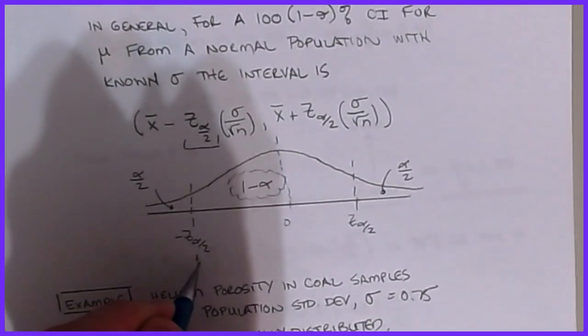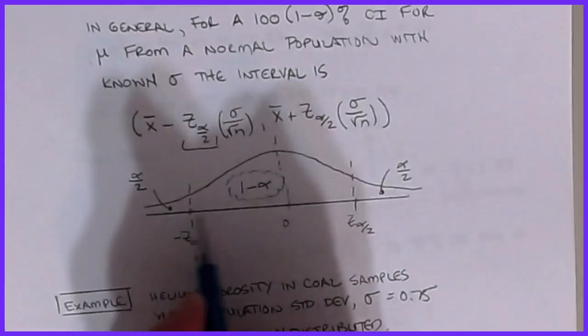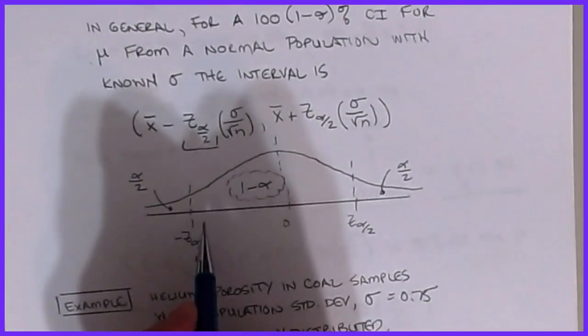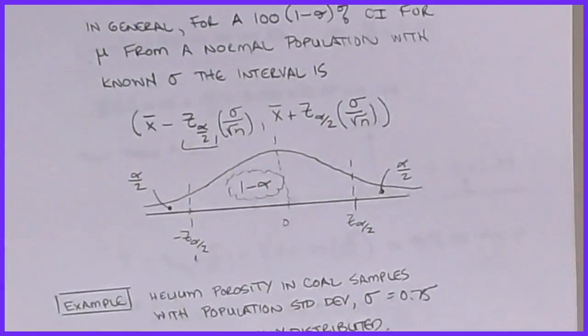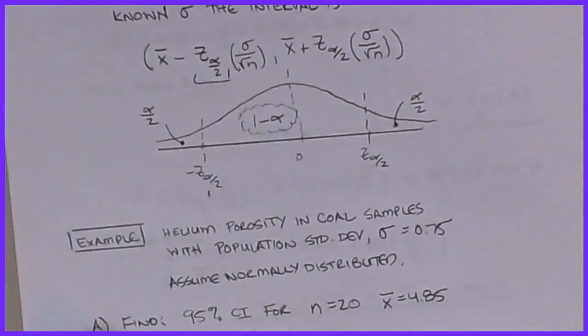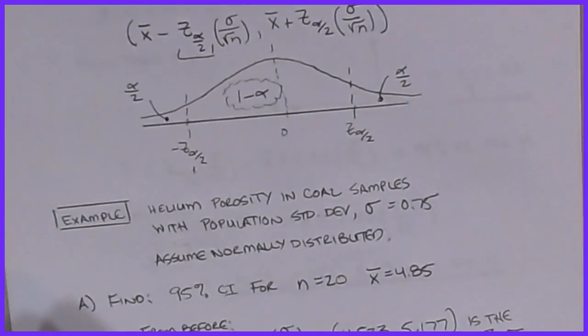This is minus z alpha over 2 on the lower end, and then plus z alpha over 2 on the upper end. These parameters, as z's, become the standard normal variables that predict out my 1 minus alpha confidence interval. And then from that, I can back calculate into the actual sample mean and population mean parameters based off of that. All right, so let's try one.